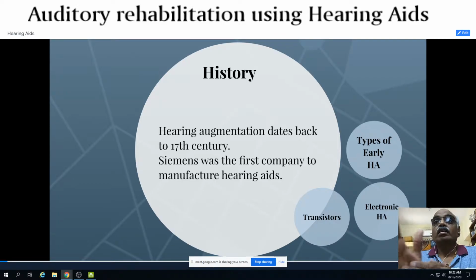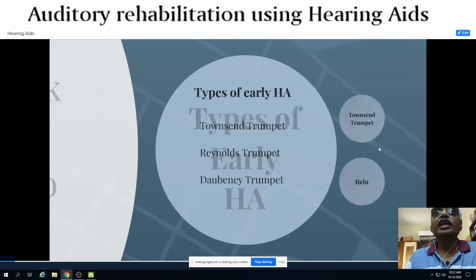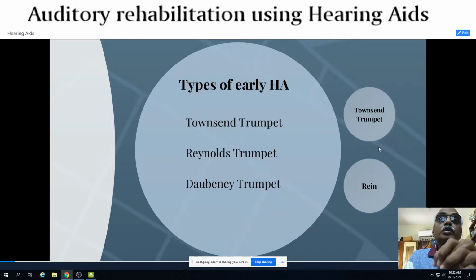And then what exactly is the path which we traveled to reach the current stage of hearing augmentation? The path has been a very long drawn one. So let us go to the types of early hearing aid. You all know when you speak into a trumpet, your sound gets amplified. So the trumpet was the first hearing aid to be conceived, perceived and used. And there were three types of trumpet used in those days as a sound amplification methodology to fulfill the requirement of a hearing impaired person.